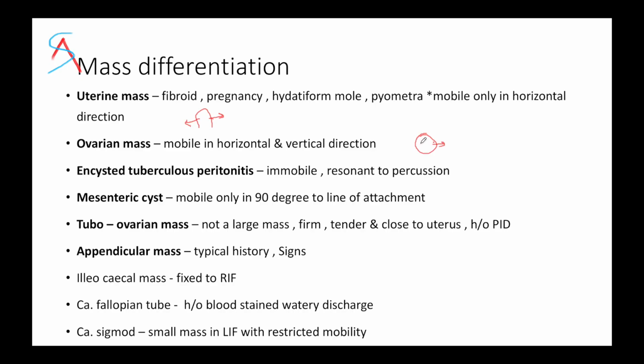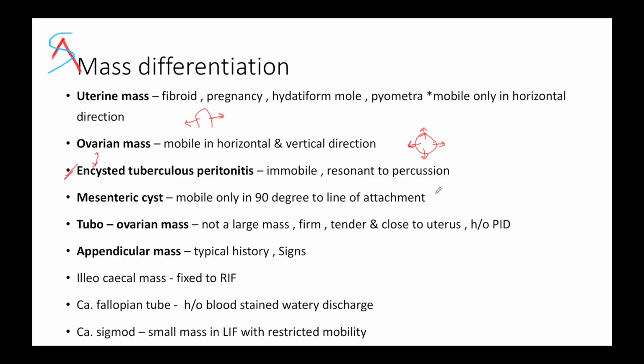An ovarian mass would be mobile in all directions, but this mobility could be affected in case of torsion or any malignancy, so it can become fixed. Generally, encysted tuberculosis is mistaken for ovarian malignancy. The only thing is it would be immobile and resonant to percussion, due to surrounding bowel loops.